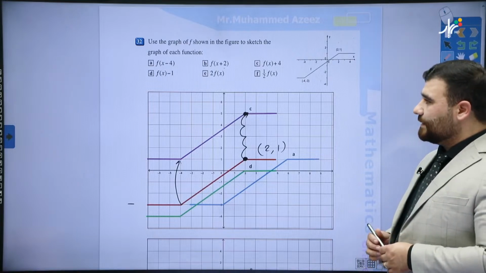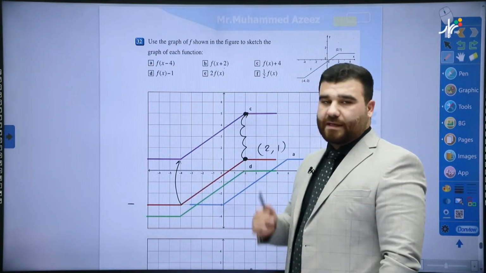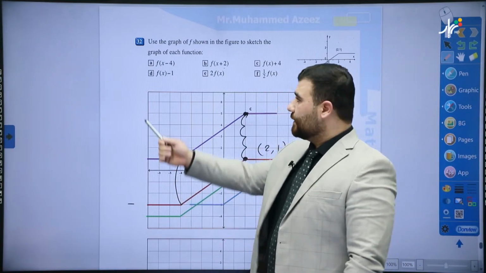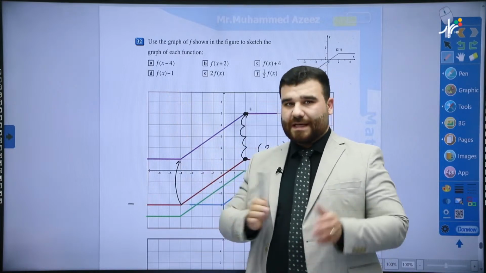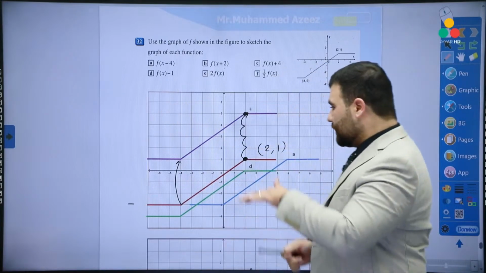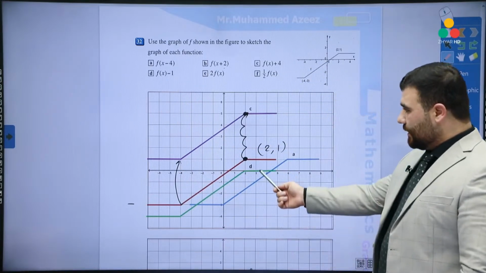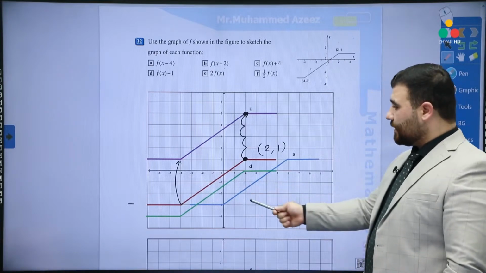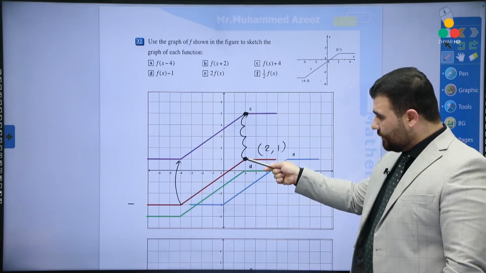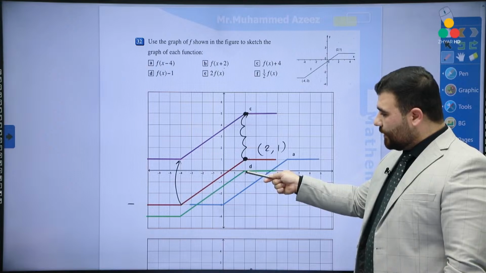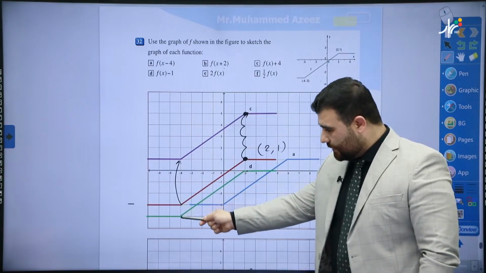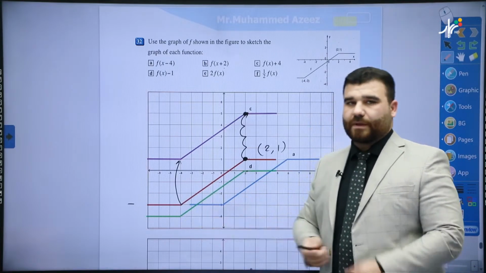Part D. D, again, is vertical motion. It is f of x as it is minus 1. This will lower the graph by 1 unit. This green graph is the answer of part D. If we look at the point, it went down by 1 unit. Similarly here, then joining them will make the graph.